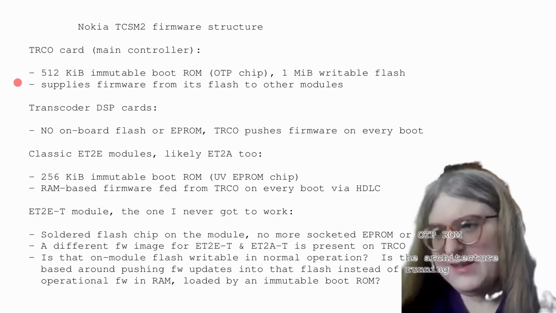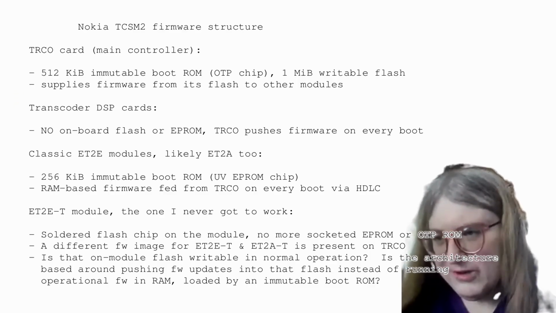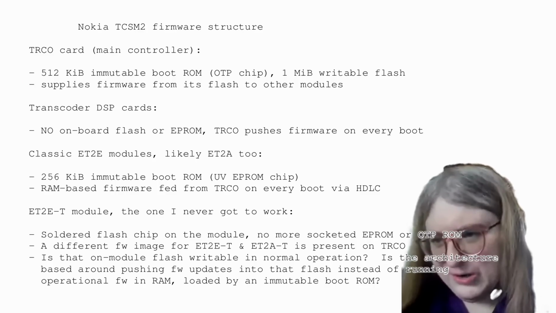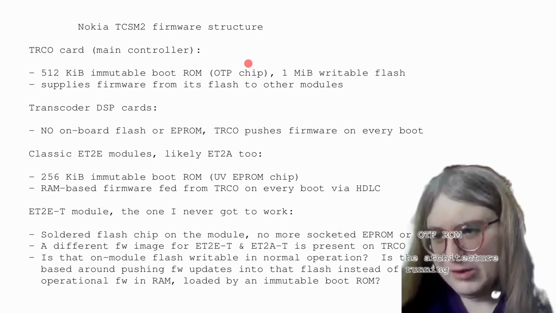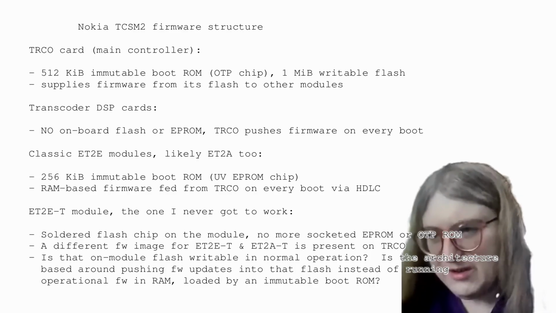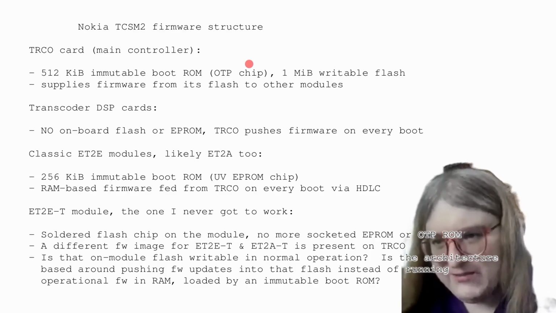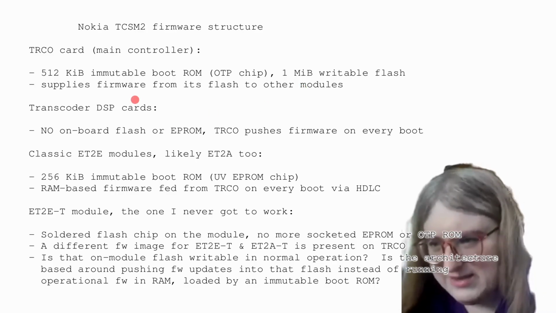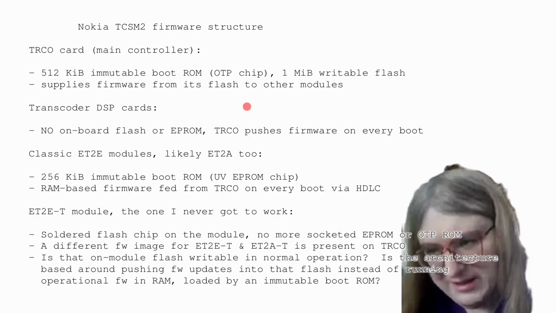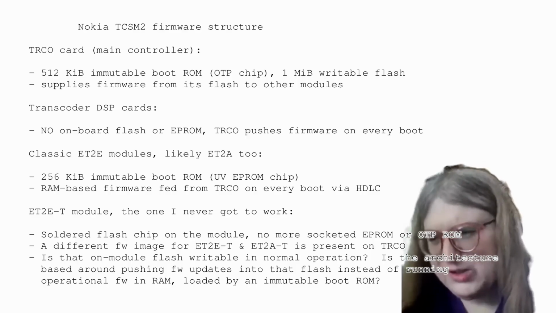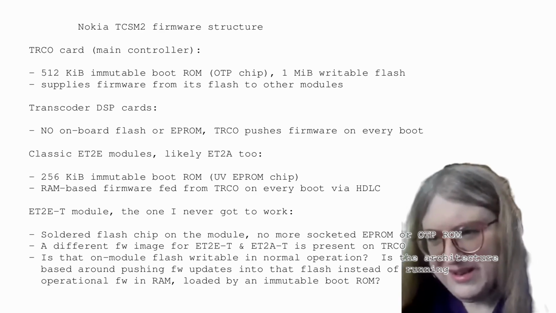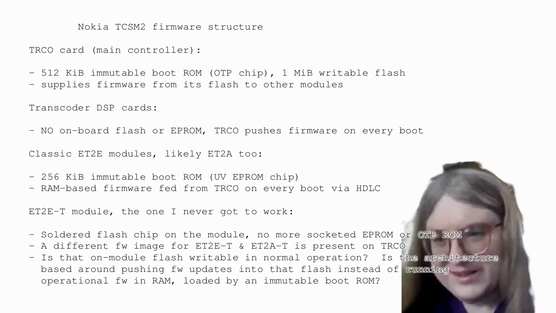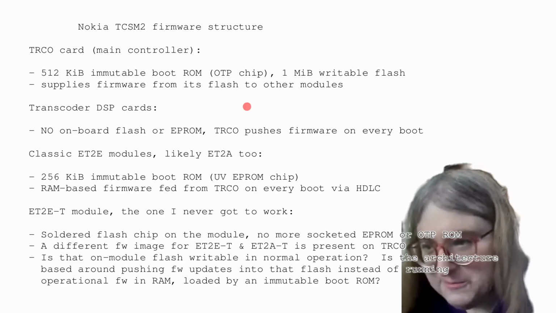So, in the Nokia TCSM2, we have the main controller, the TRCO. It's got this immutable boot PROM. It's an OTP, one-time programmable chip. And then they have the 1 megabyte of writable flash on the module. So everything's in there. All the firmware is in there, which, we were so lucky that the TRCO I got from the surplus dealer came with all the stuff that I wanted. Because if it didn't, I'd be pretty screwed.